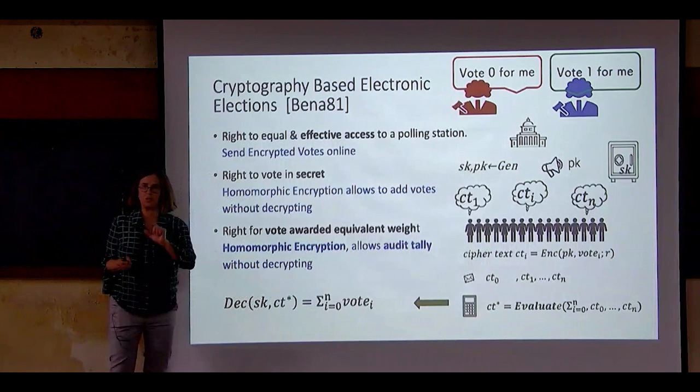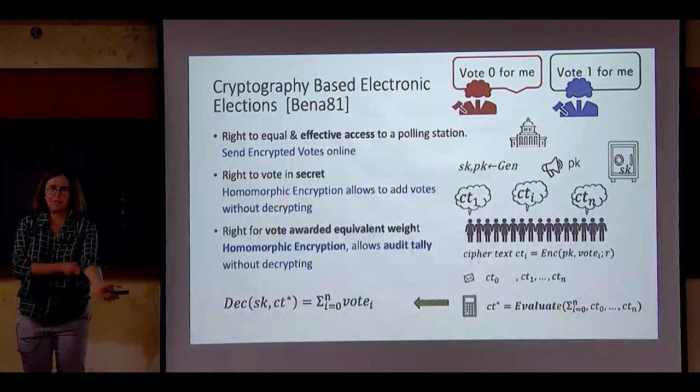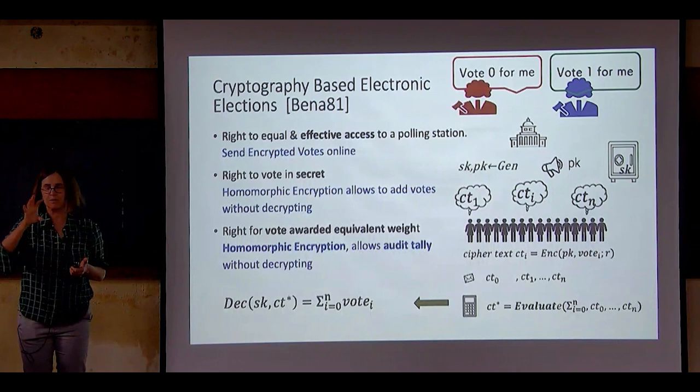So of course you could ask, wait a second, if the government has the secret key, who's to say that they're not going to also decrypt individual votes, rather than only decrypting a tally?